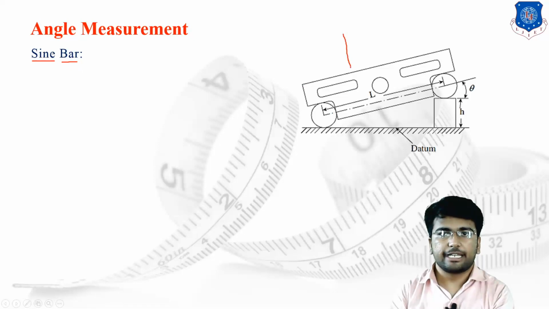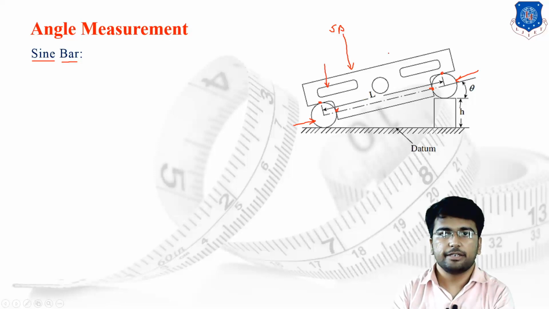The figure shows the basic concept of the sine bar. This particular rectangular block is known as a sine bar, in which two rollers are provided. This is one roller and this one is the second roller. They are the lap cylinders, or we can say the lap rollers, which are directly attached with the sine bar. Here the rigid attachment has been provided with the top and side surface of the roller as well as the surface of the sine bar.